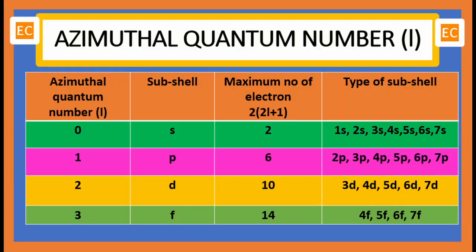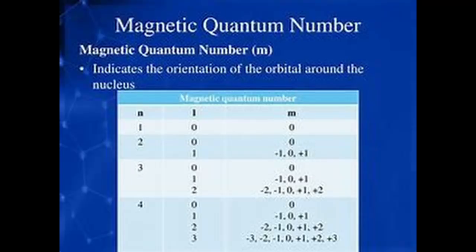Azimuthal quantum number. It is also known as the orbital angular momentum or subsidiary quantum number. It defines the three-dimensional shape of the orbital. For a given value of n, l can have n values ranging from 0 to n minus 1. Magnetic orbital quantum number. The magnetic orbital quantum number gives information about the spatial orientation of the orbital within a subshell. The value of this number can have 2l plus 1 values. For example, if l is equal to 1, there will be 3 values, and those are negative 1, 0 and 1.